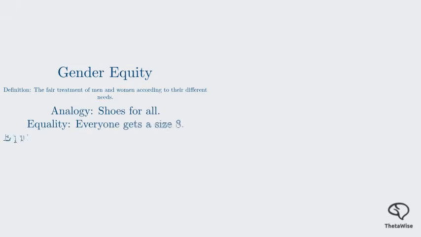Think of it this way. Equality is everyone getting a pair of size 8 shoes. But what if someone needs a size 12 and another needs a size 5? Equity is everyone getting shoes that fit them, so they can all run and compete effectively. It's about leveling the playing field so that everyone has a fair chance to succeed.